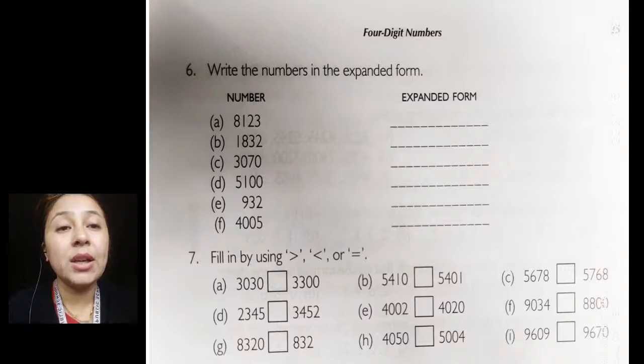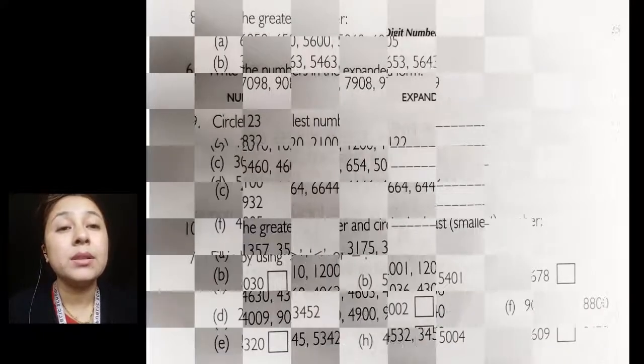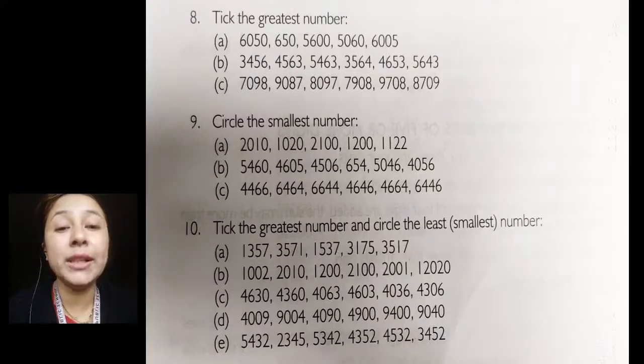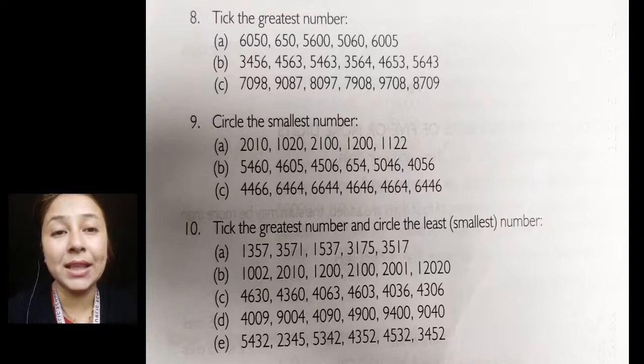Number 6, write the numbers in expanded form. Number 7, fill in the blanks by using greater, smaller or equals to sign. Number 8, you have to tick the correct number, the greatest number, and number 9 you have to circle the smallest number, and number 10 you have to tick the greatest number and circle the smallest number. So children, we will do till number 10. So in today's class we will do 6, 7, 8, 9 and 10. So let us proceed to our class children.